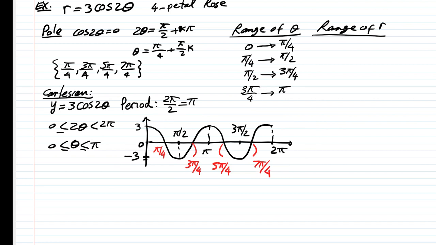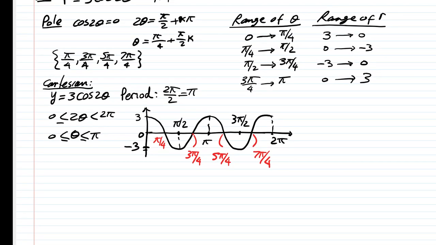Now the ranges: when theta is 0, cosine of 2 theta is cosine of 0, which is 1. The start of the graph is at 3, 0. At pi over 2, I reach the pole, then I come out of the pole. At pi over 2, cosine of 2 times pi over 2 is cosine of pi, negative 1 times 3 is negative 3, right? Negative 3 goes to 0, and then at pi, cosine 2 pi is 1. 1 times 3 is 3. So there you have it.